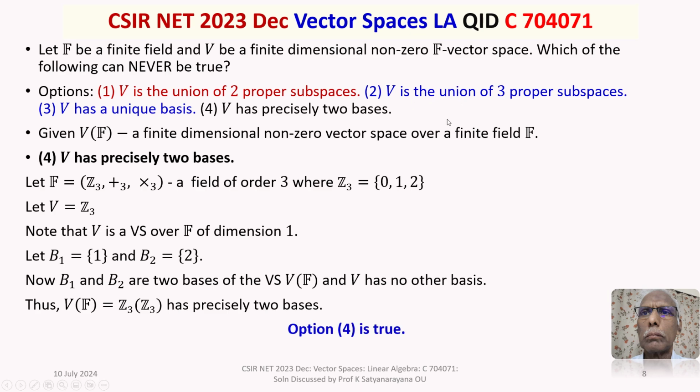So options 2, 3, 4 are true. Option 1 can never be true, and we have to find the option which can never be true. Therefore, the answer to this question is option 1. That is the detailed discussion of the solution of this problem from the section Linear Algebra, which is based on the concepts of vector spaces.